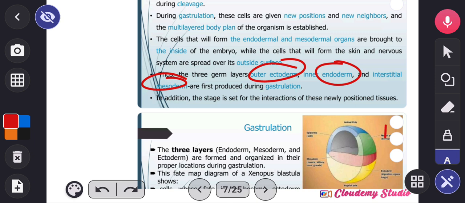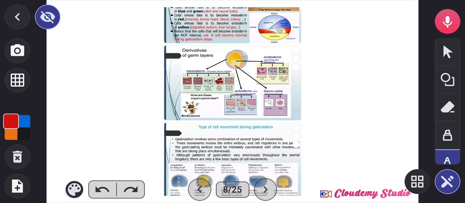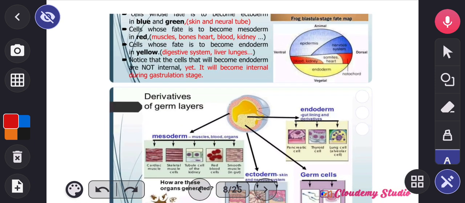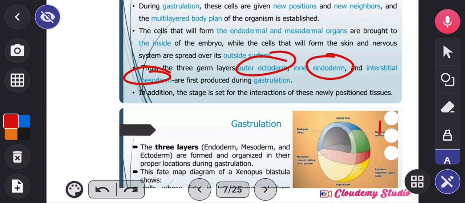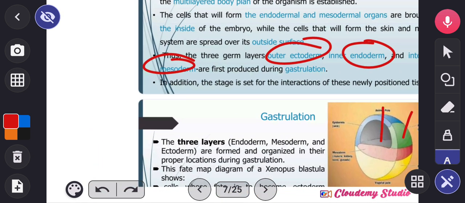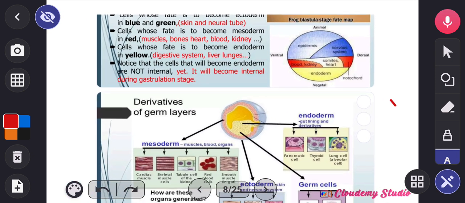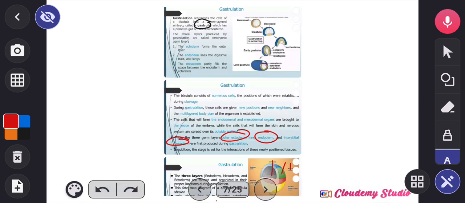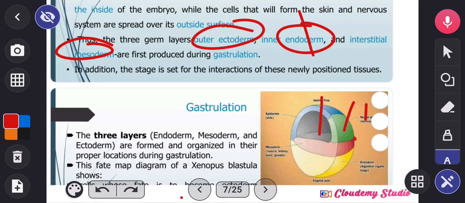Now, the fate map, like I have said, is a diagrammatic expression that shows the fates of a particular cell during embryogenesis. Are you getting me now? That is basically what a fate map is. Now, the fate map of the Xenopus blastula is shown in this particular diagram that we have here. This one is for the frog. This one is for the Xenopus.